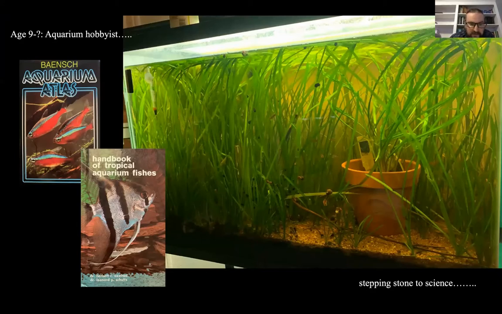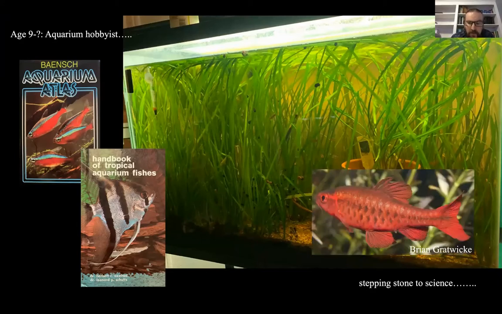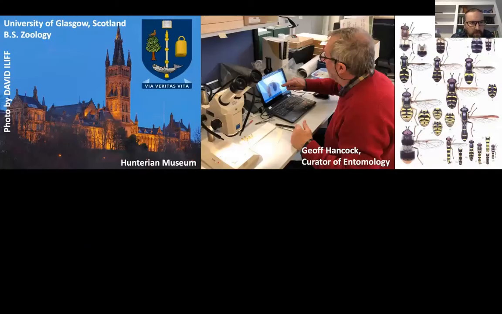One of the first fishes I ever kept was the cherry barb, which is endemic to Sri Lanka. Beautiful fish. This is a male. The females are not as colorful. But this was the first fish that I kept and bred at home, and it really solidified my interests in fishes.